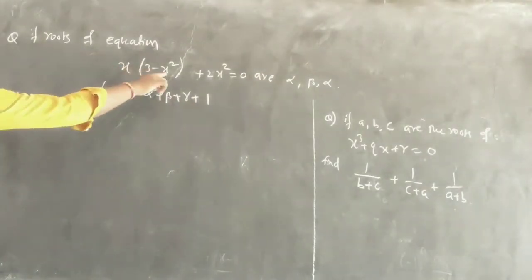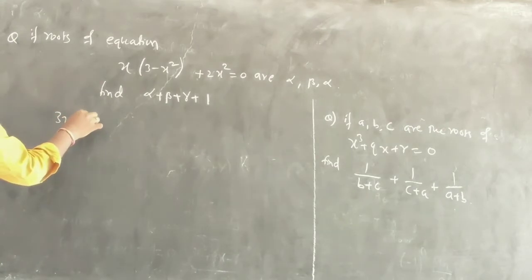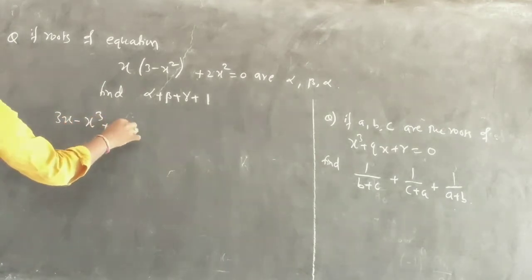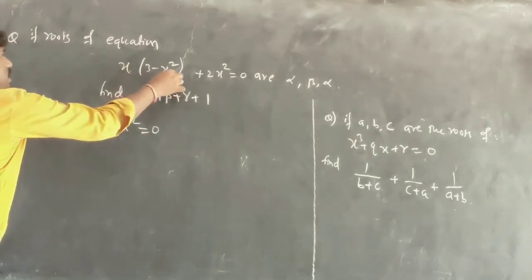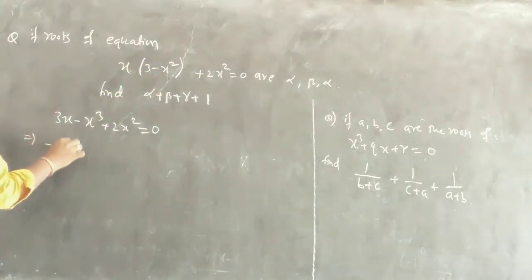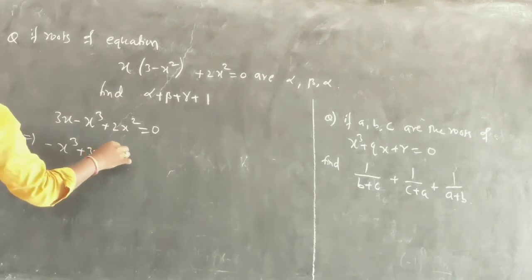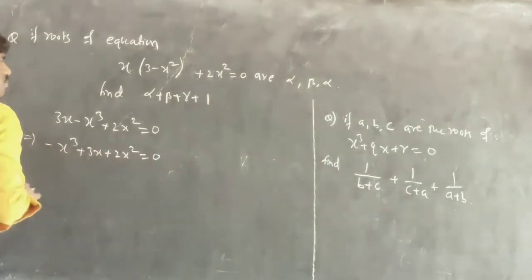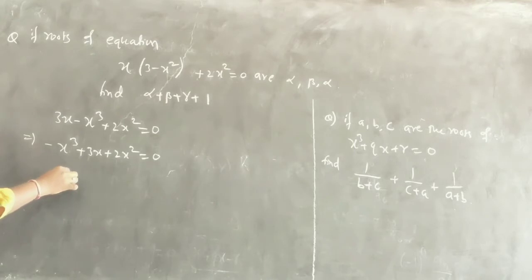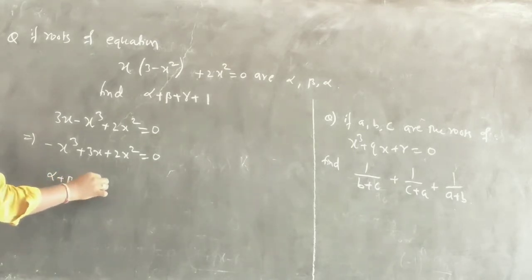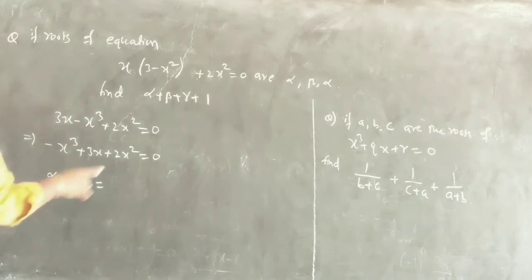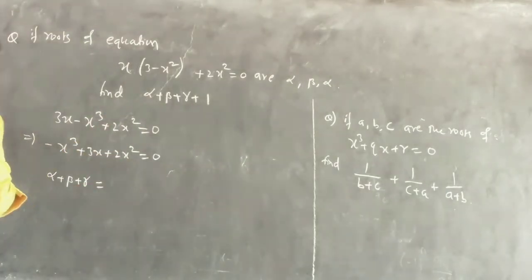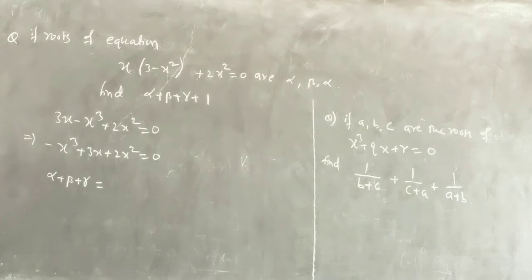So what I can write here, if I multiply this, 3x minus x cube plus 2x square is equal to 0. If I write in order, minus x cube plus 2x square plus 3x is equal to 0. Now the sum of the roots alpha plus beta plus gamma, where alpha, beta, gamma are the roots, is minus b by a. Hope we understand. So first of all, we make the arrangement, then we will do the sum of the roots.